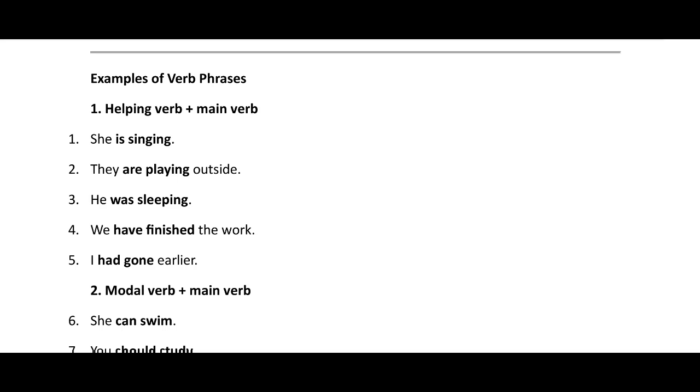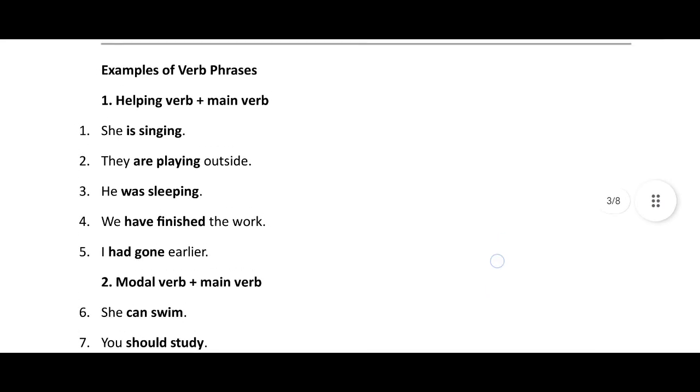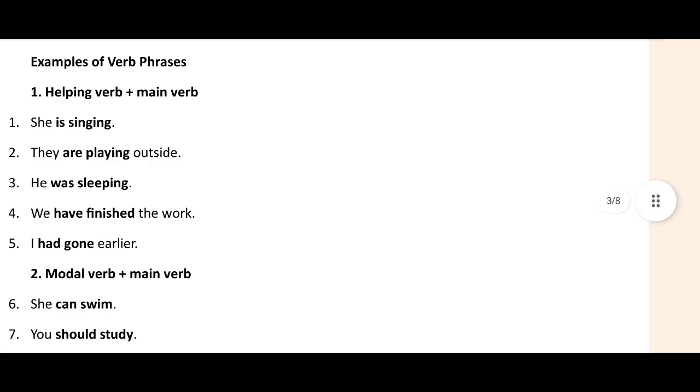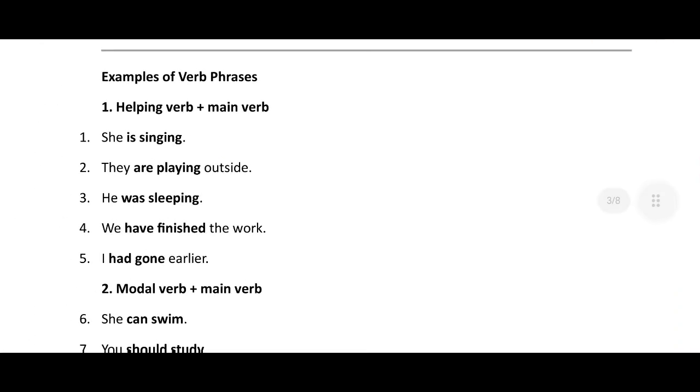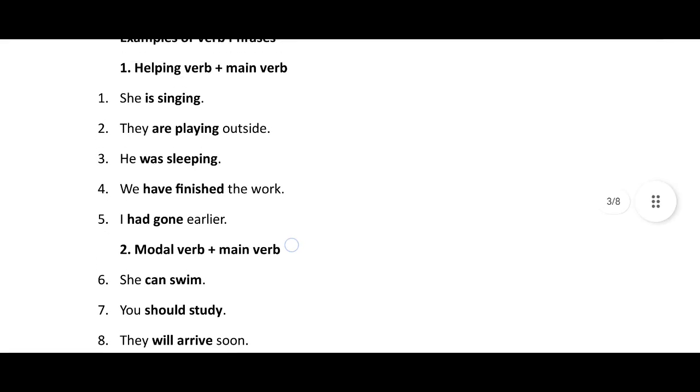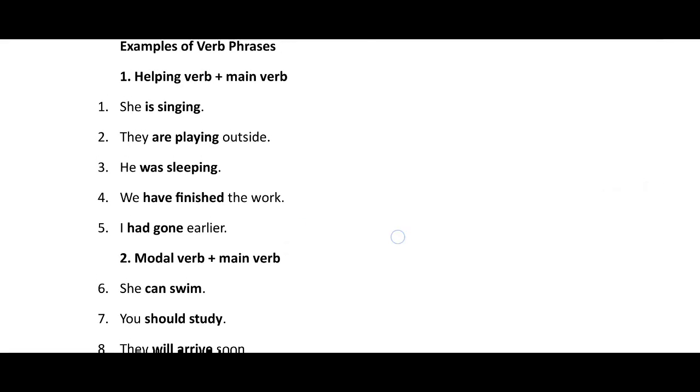Examples of verb phrase. So helping verb plus main verb. This is one type of verb phrase. He is singing. Here, if we observe, is is the helping verb, and singing is the main verb. This is one type. She is singing, they are playing, he was sleeping, we have finished the work, I had gone earlier.